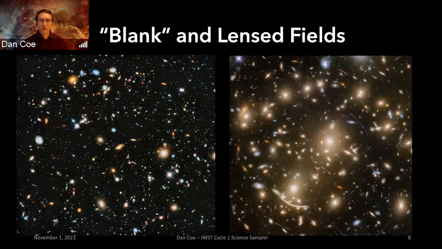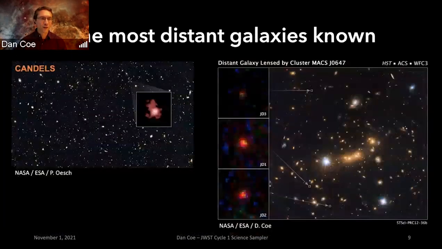And so we've been doing this for a long time, both with Hubble, and we'll continue to do this with JWST. So here you see the ultra deep field, and again, one of those Frontier Fields clusters. And they have yielded many discoveries, including some of the most distant galaxies known.